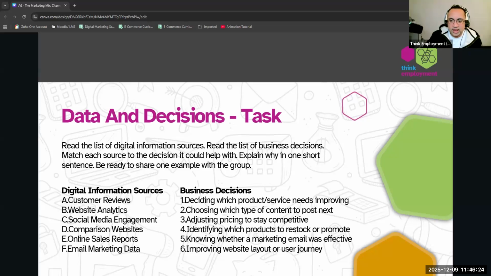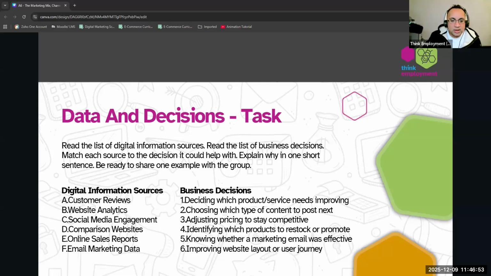C, social media engagement, that's 2. Okay, so choosing which type of content to post next, and that engagement tells you what content performs well. D, which is comparison websites, and that is 3, which is adjusting pricing to stay competitive because you're looking at the competition. It shows what competitive prices and offers are.